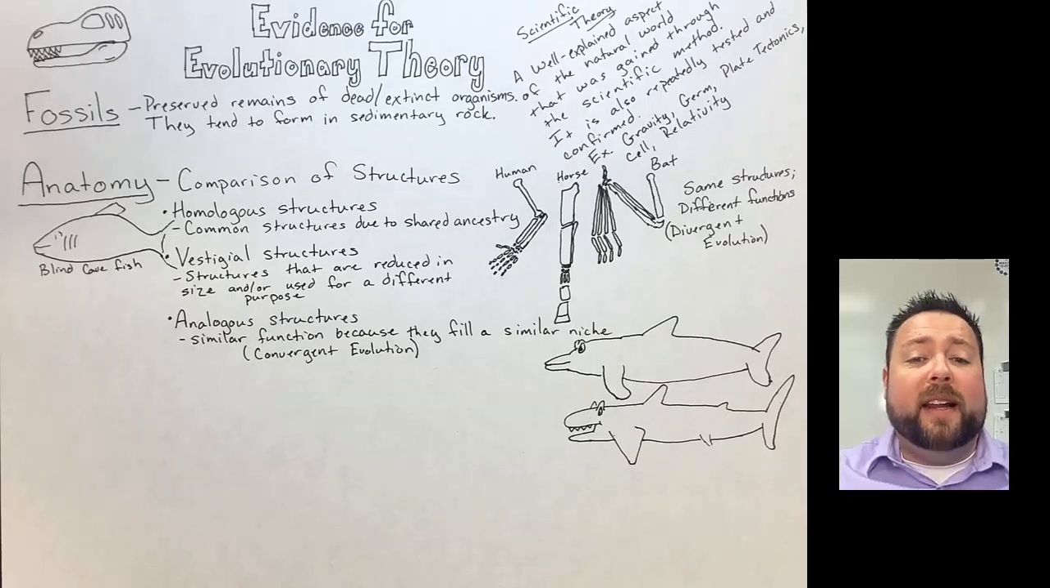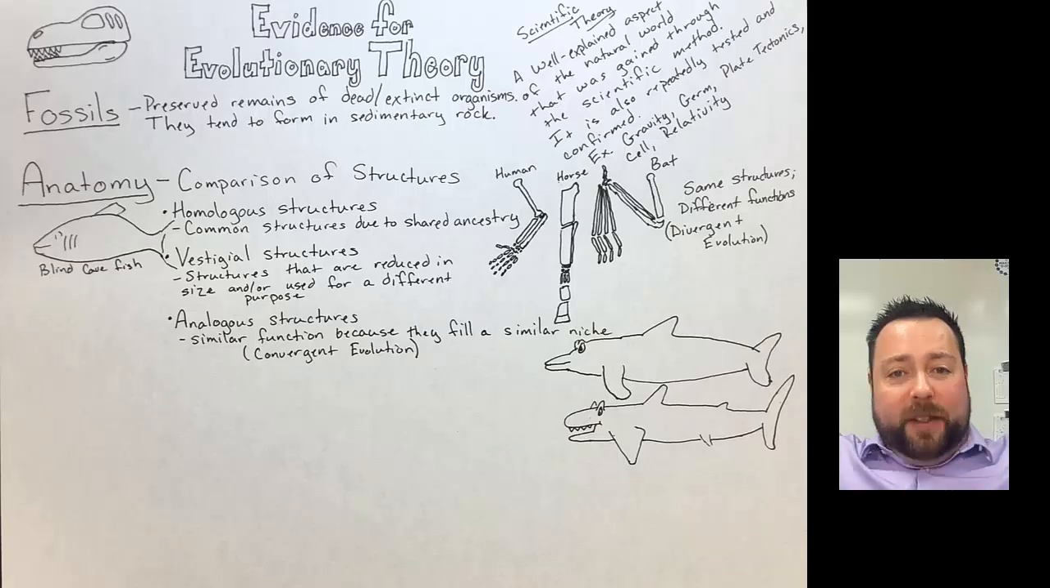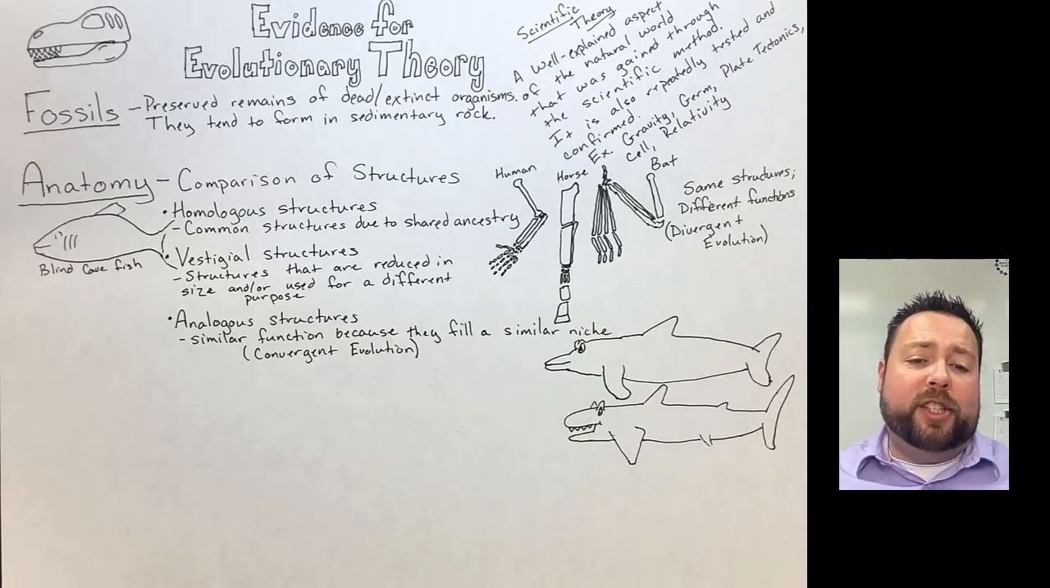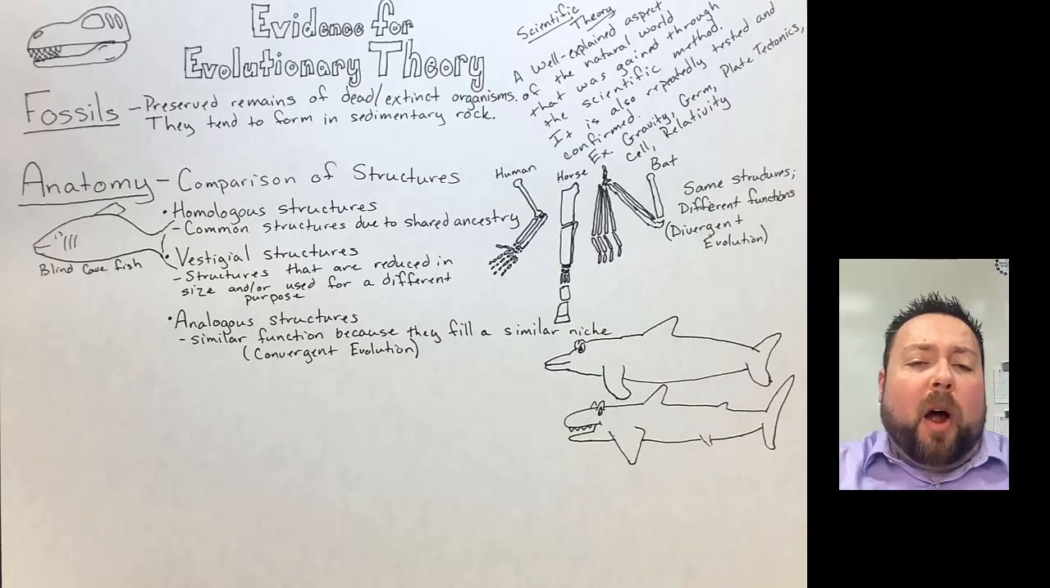And so that indicates to us that they do not have common ancestry. So we call that convergent evolution, where they're coming from different ancestors, but they are converging into having a common body shape or a common function. All right. Next one are molecules.